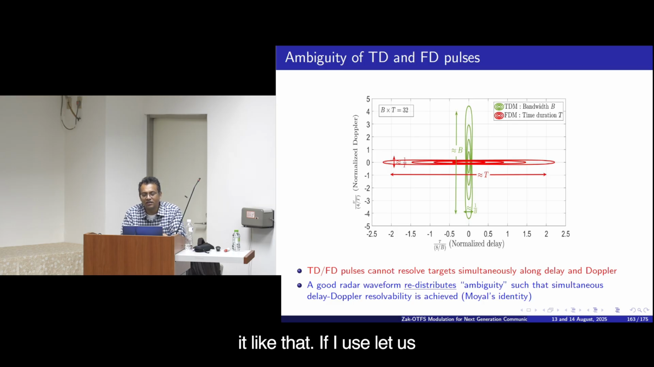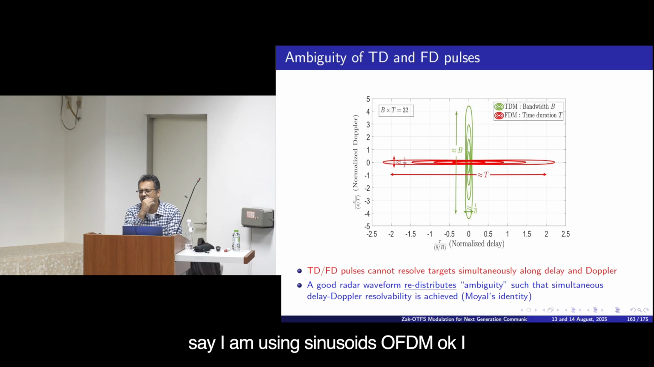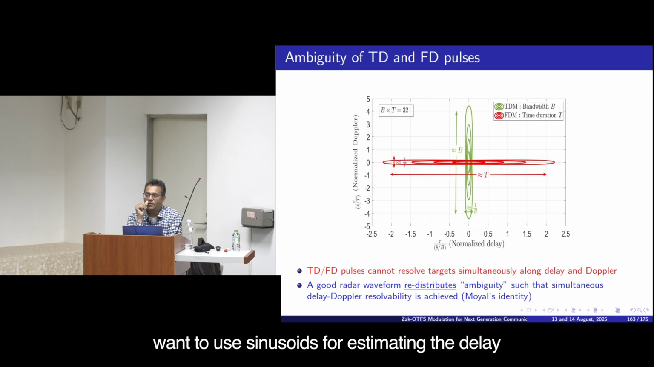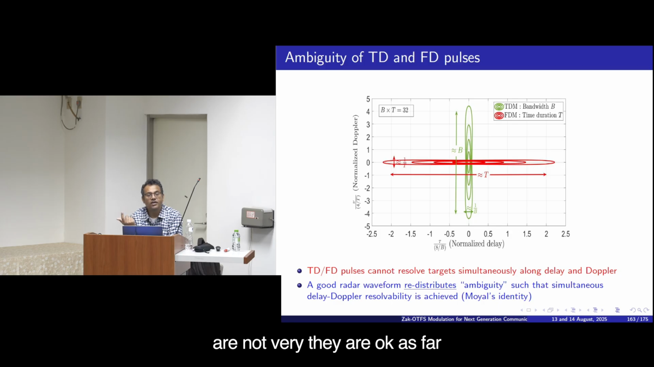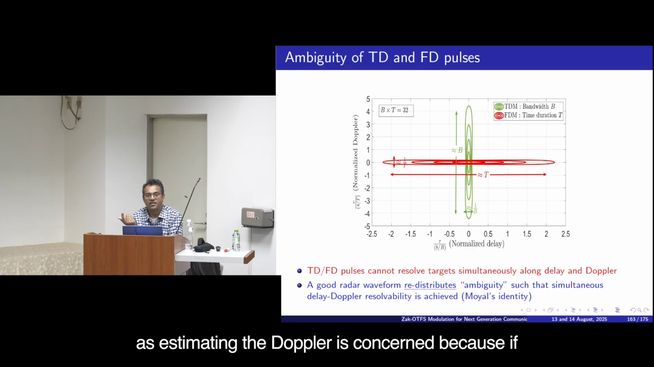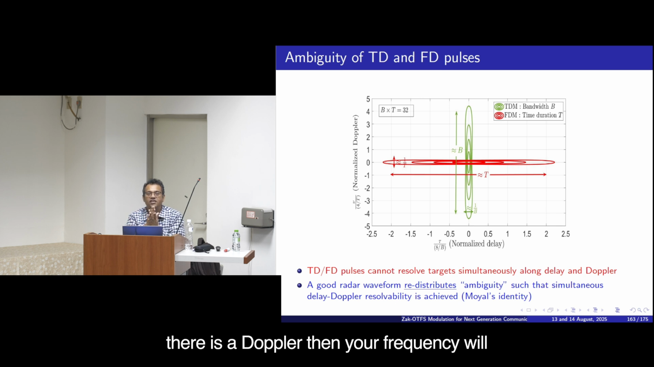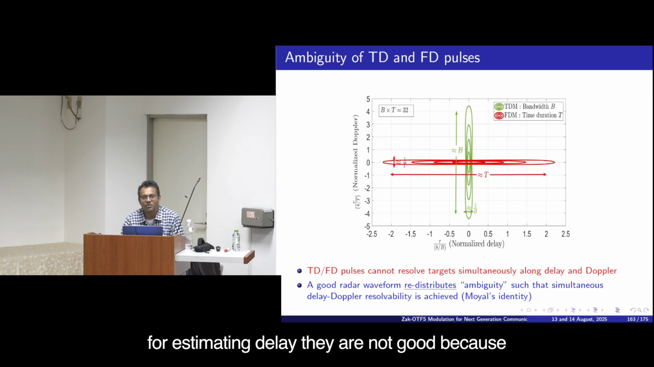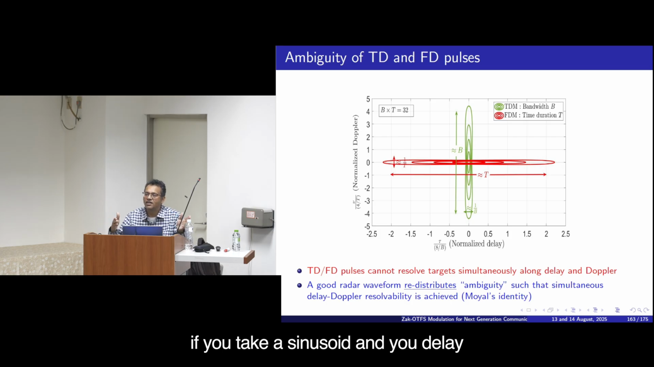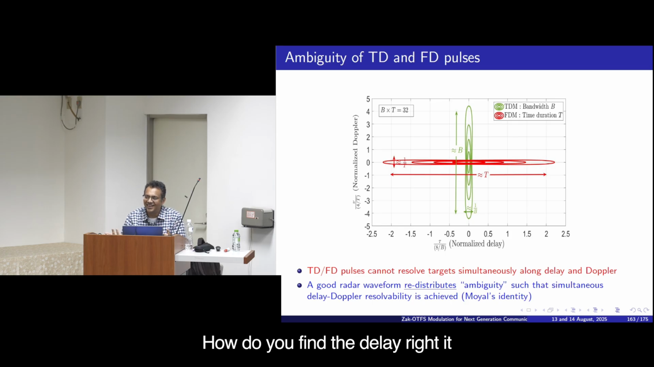Let us say I am using sinusoids, OFDM. I want to use sinusoids for estimating the delay and Doppler of a target. Sinusoids are okay as far as estimating the Doppler is concerned, because if there is a Doppler, then your frequency will shift to another frequency, which is good. But for estimating delay, they are not good, because if you take a sinusoid and delay it, it still looks like the same sinusoid. How do you find the delay? It will be difficult for you to estimate the delay.